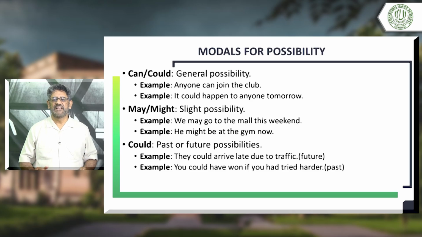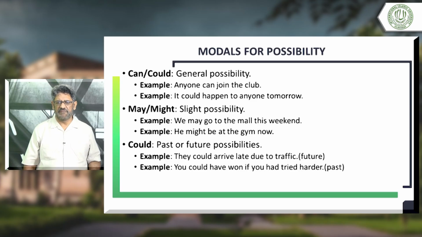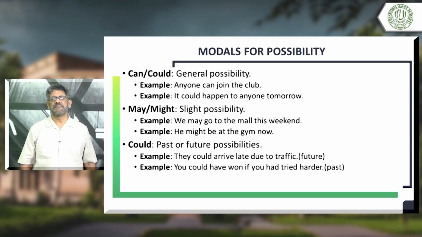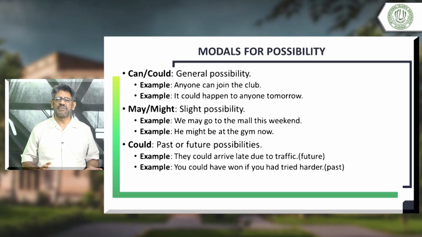Then, for example, he might be at the gym now. We are trying to find our friend. Where is he? He might be at the gym now. Currently, at the present, just thinking, he might be there, he might not be there. So the possibility is he can be there, he cannot be there. This is what we are discussing in this sentence.